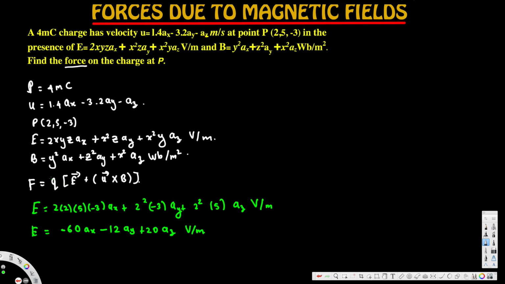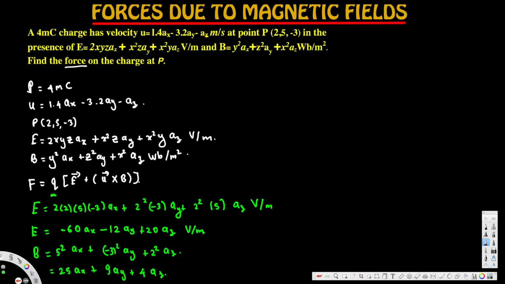Now let's do the same thing for the magnetic field. We plug in the point. y squared is 5 squared ax plus z squared, that is negative 3 squared ay, and then x squared is 2 squared az. 5 squared is 25 ax plus 9 ay plus 4 az. Now we have the electric field and magnetic field expressions.